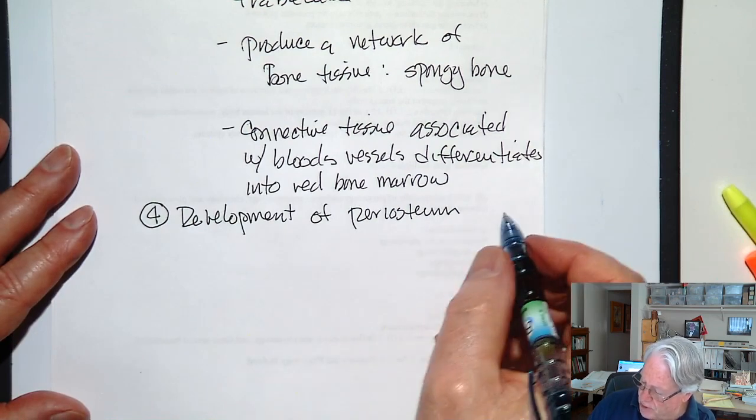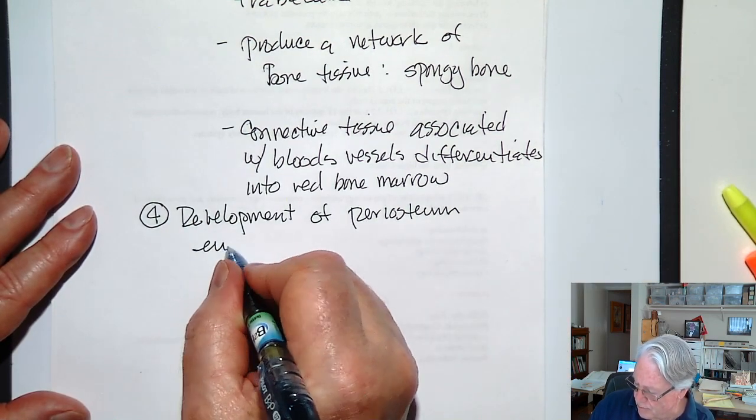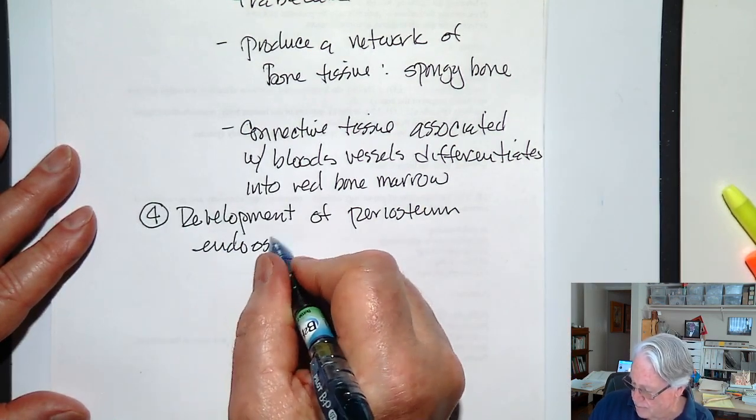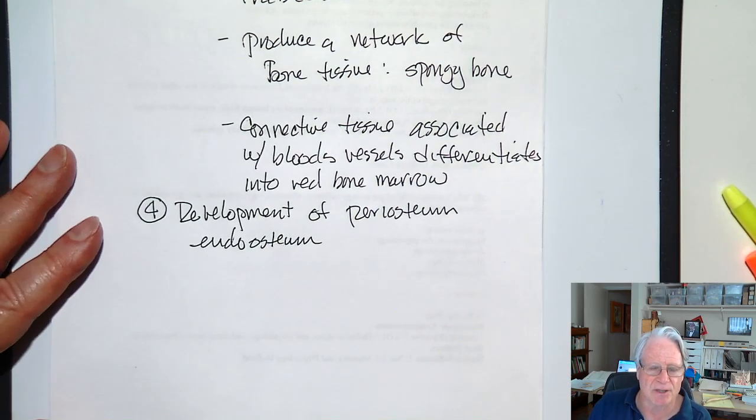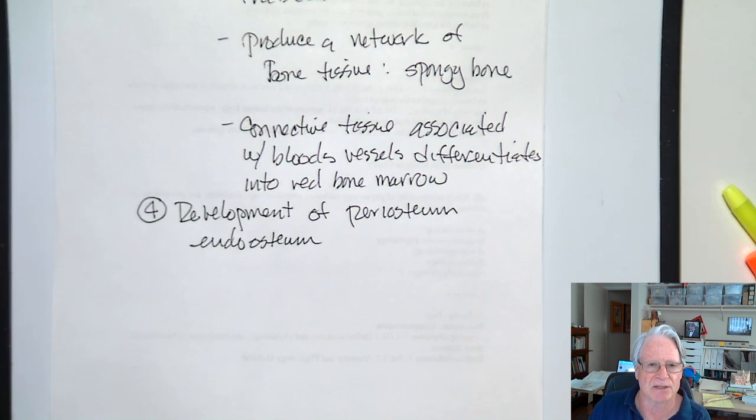And probably we should have written that both things are happening. So it's location, really, that is determining the name. Periosteum is on the outside. Endosteum is going to be on the inside. But nevertheless, both those structures have to actually be built and formed.